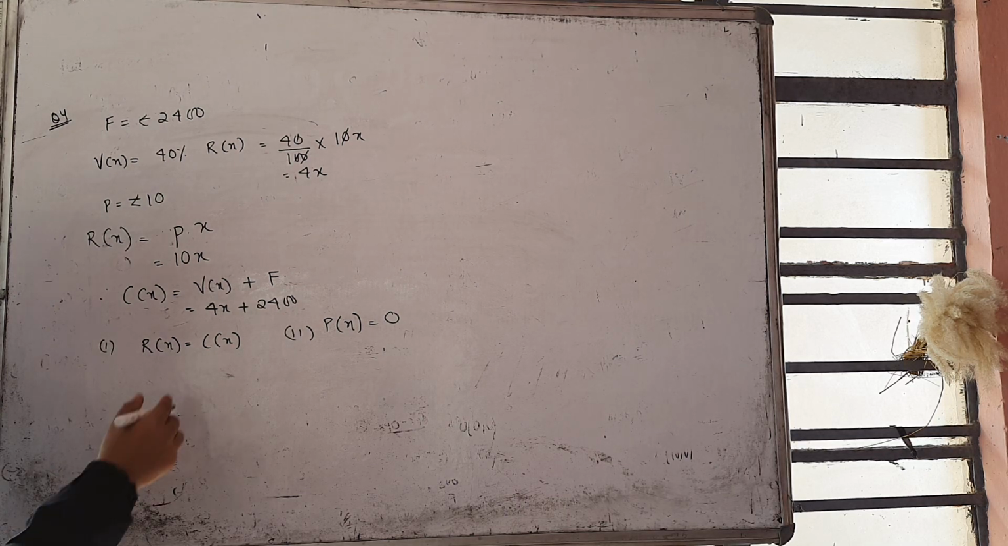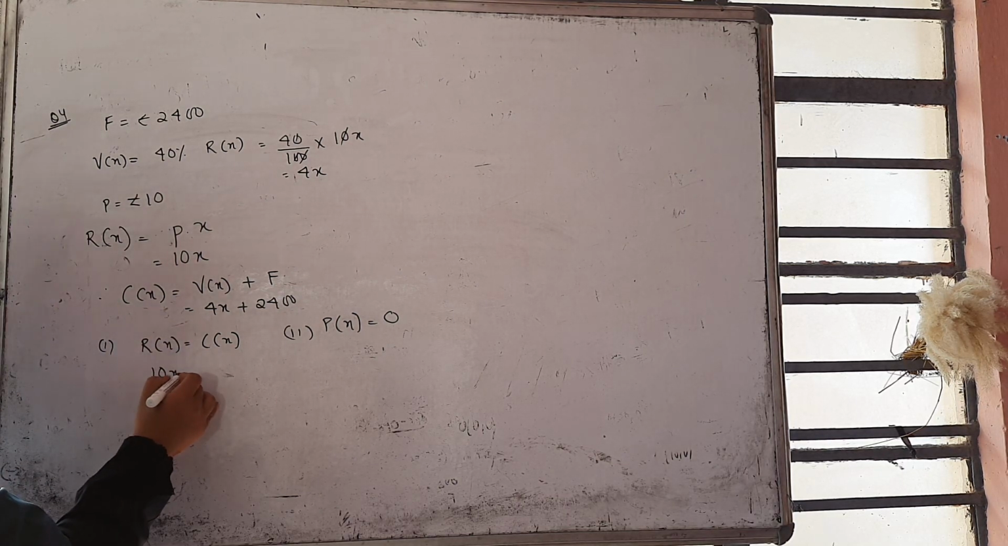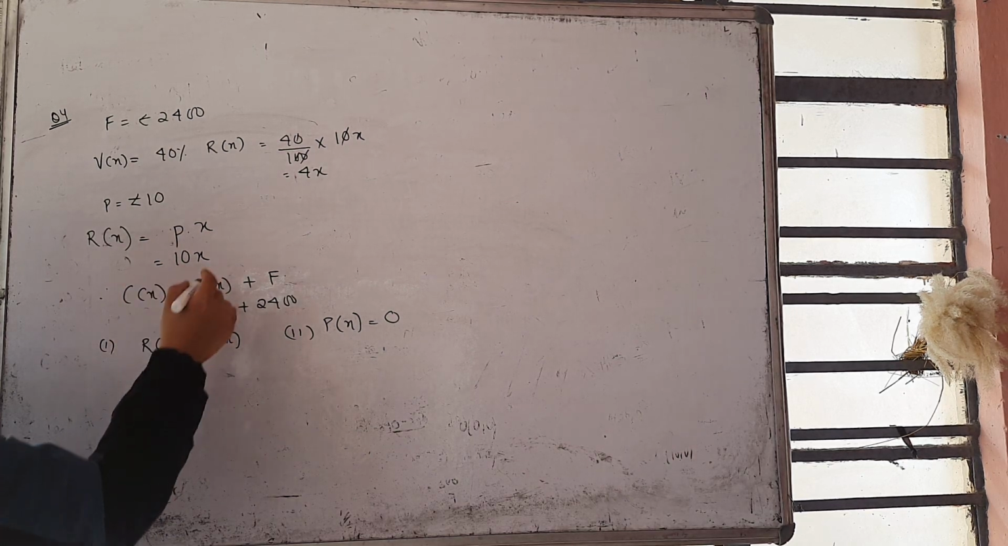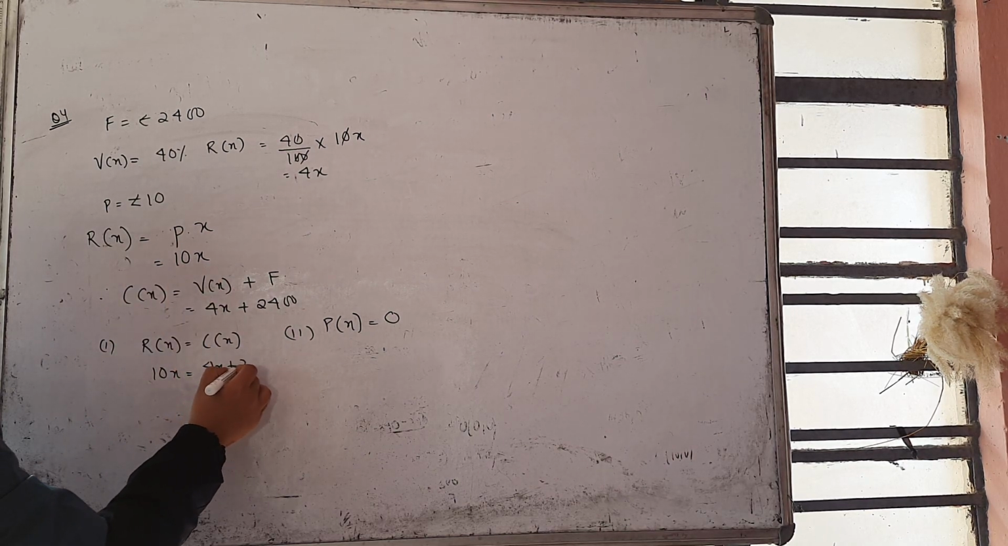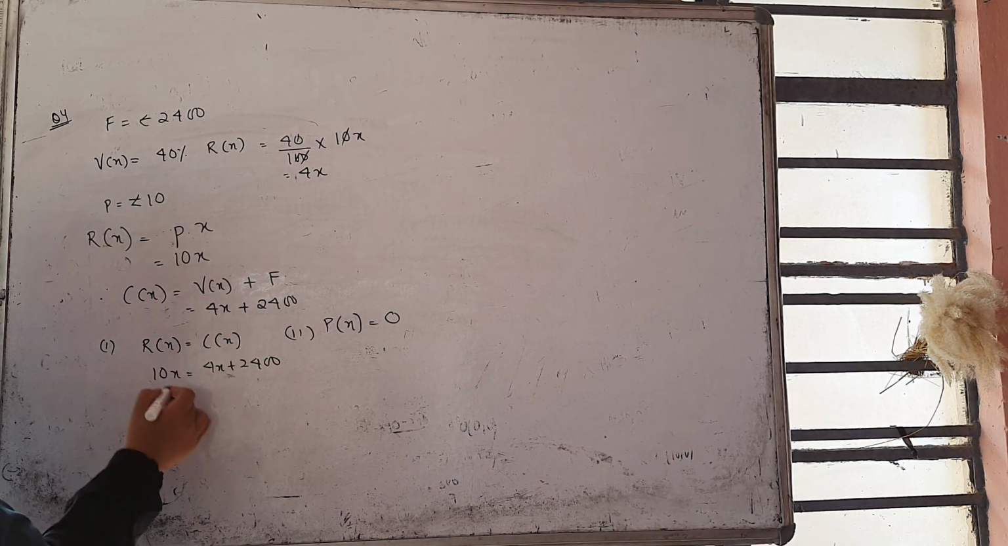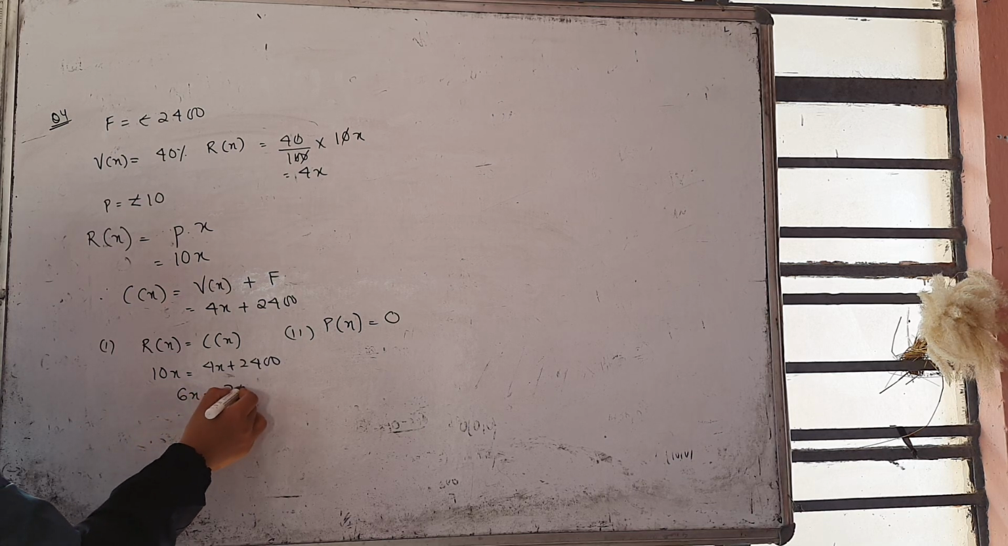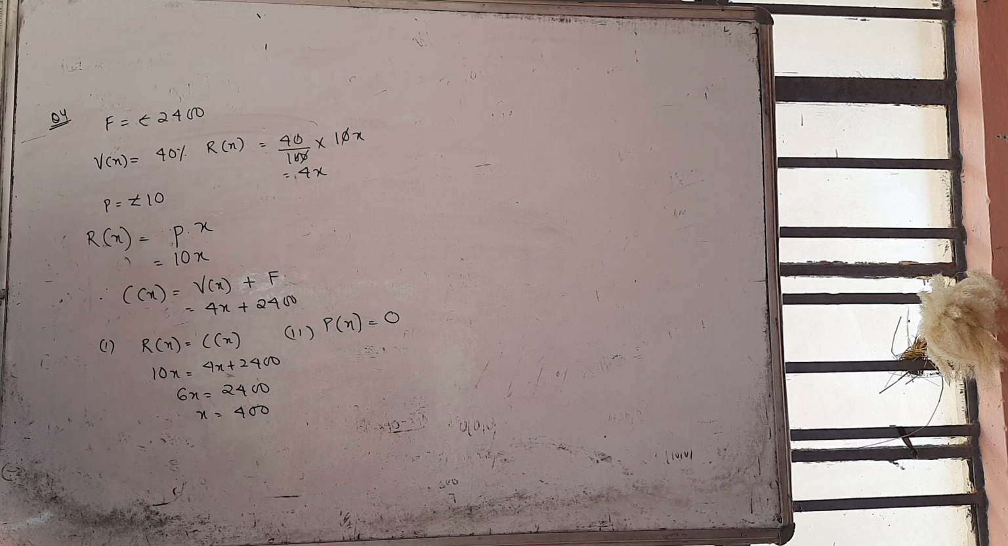Is it clear? Okay, what is Rx? 10x. What is Cx? 4x plus 2400. So bringing this to this side, you get 6x equals 2400. So x equals 2400 divided by 6, which is 400. So the break-even point is 400. Is that the correct answer?